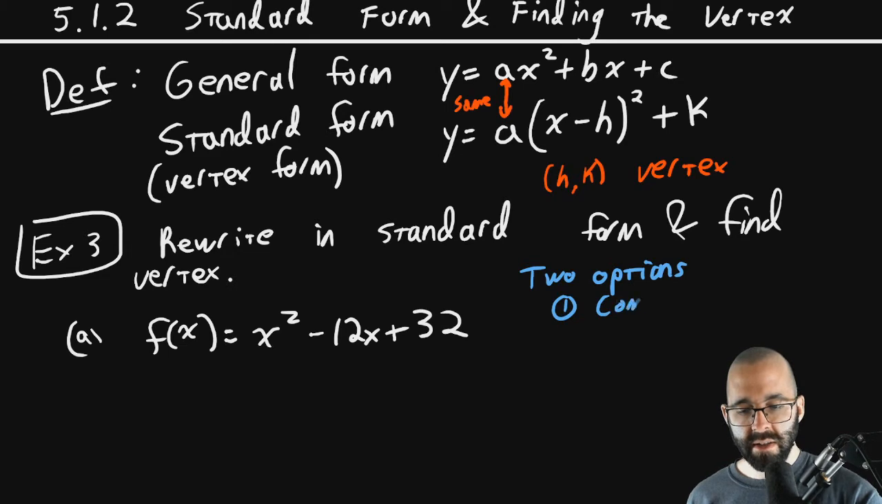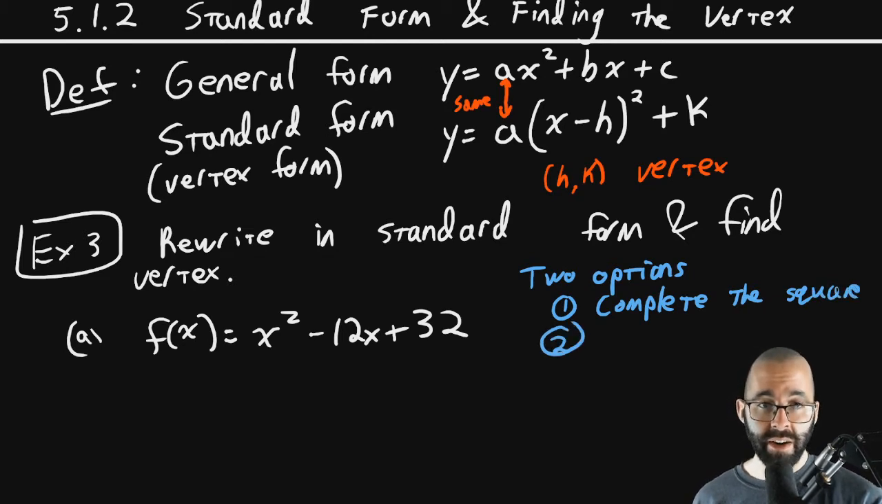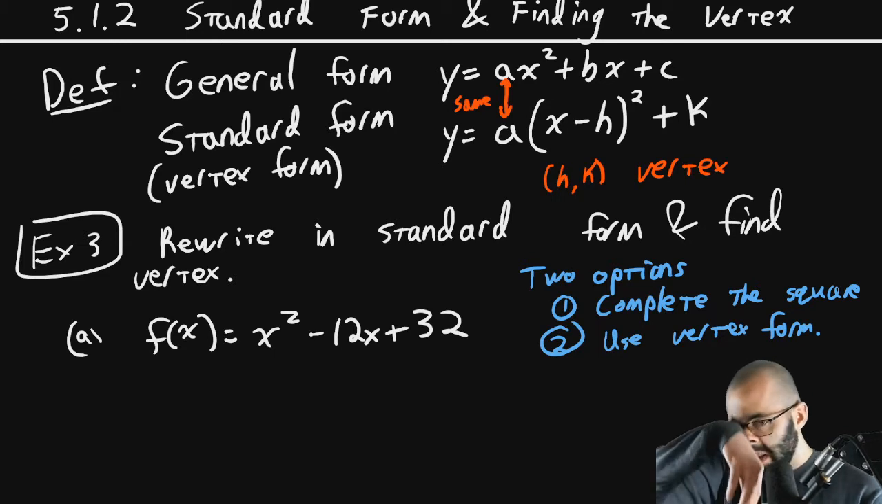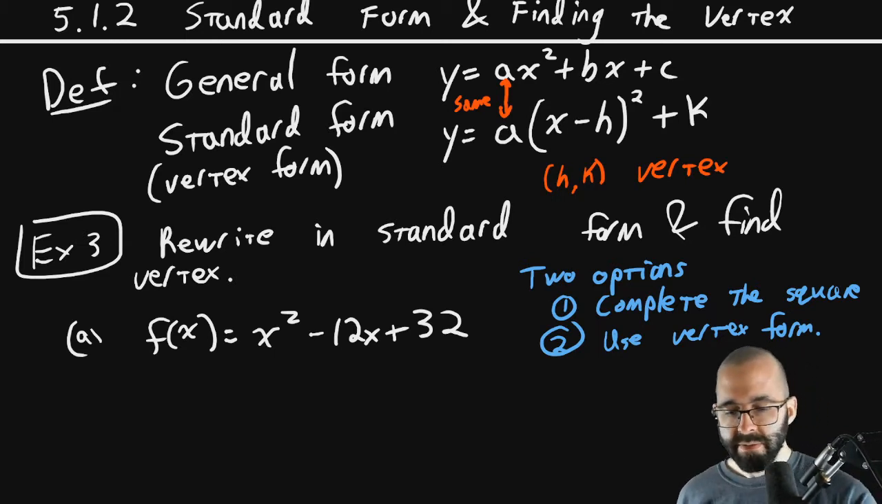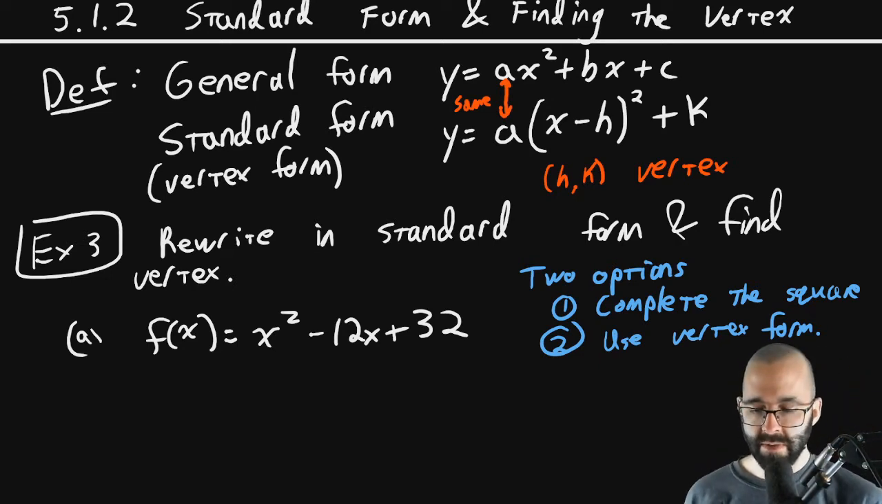Complete the square. This is historically an unpopular option, and I'm not going to be doing it in this video, but it's very cool, and there are plenty of videos out there that do it. The second one is use vertex form. And that's what we'll be doing in this video. So let's find the vertex. We have to do that anyway, so it works out.